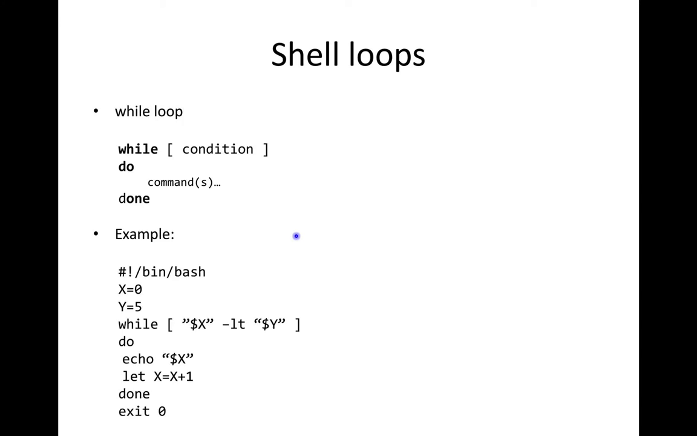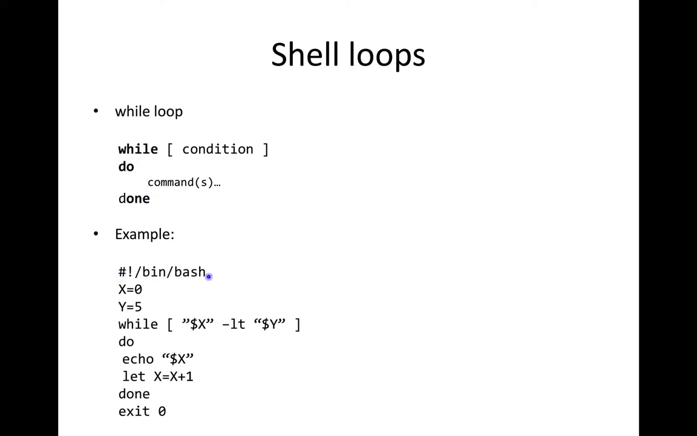Another method that we can use to iterate over a block of commands in a shell script is to use a while loop. What the while loop will do is evaluate a condition, and while that condition is true, the interpreter will run a block of commands that are listed between the do and the done statements. Here's an example.